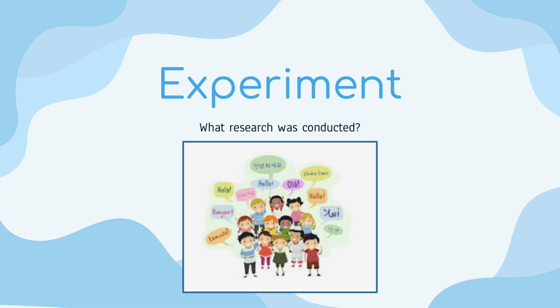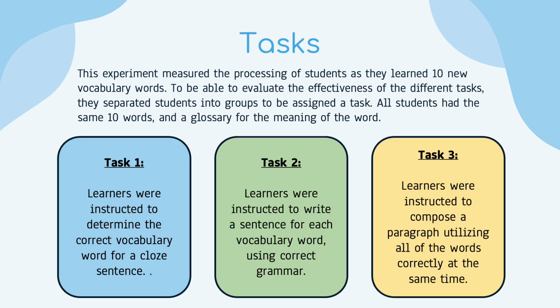Our next section dives into the experiment and how the research was conducted to test the hypothesis. So before we look at the process in which Zhao conducted this research, I went ahead and laid out the tasks that Zhao utilized. So they were aiming to test 3 different tasks against each other to see which had the best learning rate. So the first task they utilized were close sentences, where learners were instructed to determine correct vocabulary words by being given a glossary and plugging in the word that fit into that sentence.